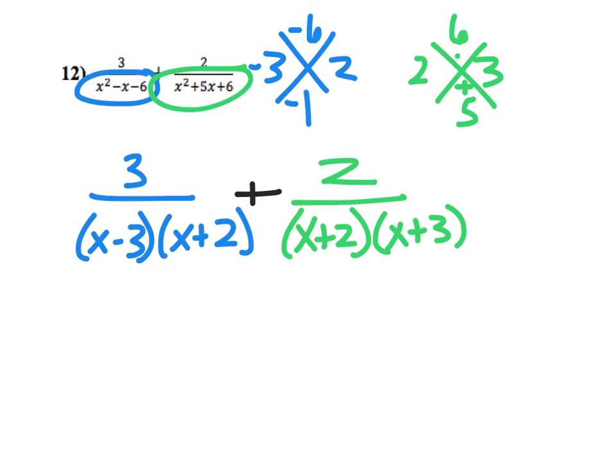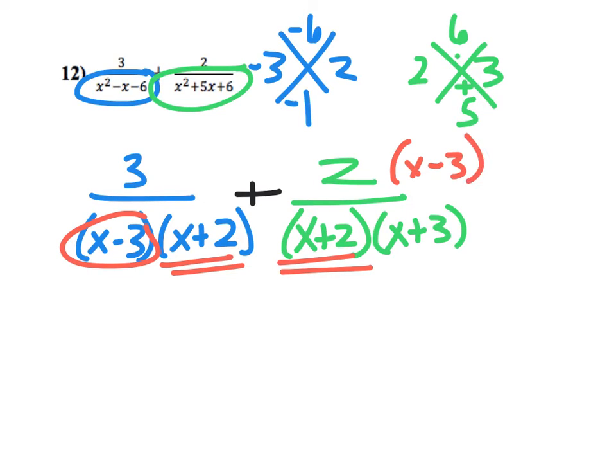Now, we don't have a common denominator. The two bottom things do not match, so we need to figure out what our common denominator is going to be. If I look at my first one, I notice that they both have an x plus 2, so that's great. My first one has an x minus 3, and my second one doesn't. So for the second one, we're going to multiply the top and the bottom by x minus 3. And then the second one has an x plus 3, and the bottom one doesn't. So we're going to multiply the top by x plus 3.